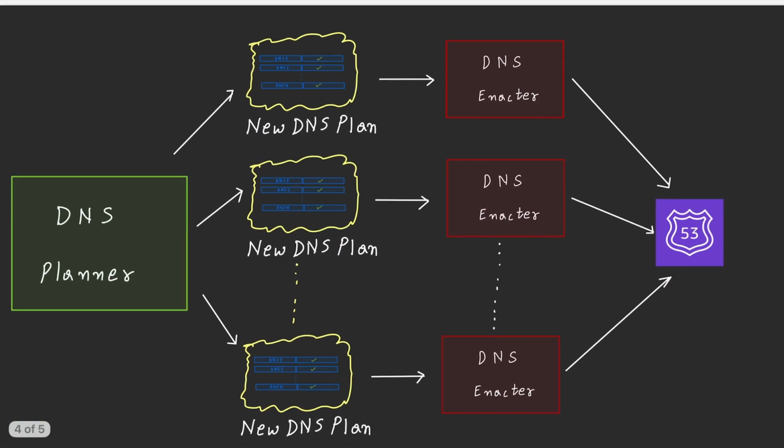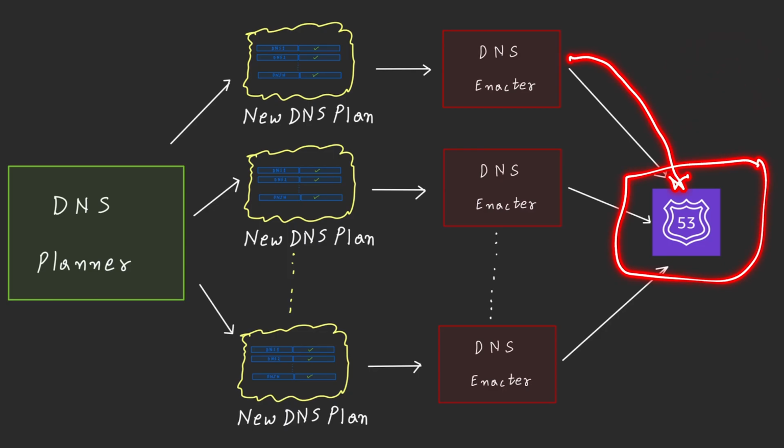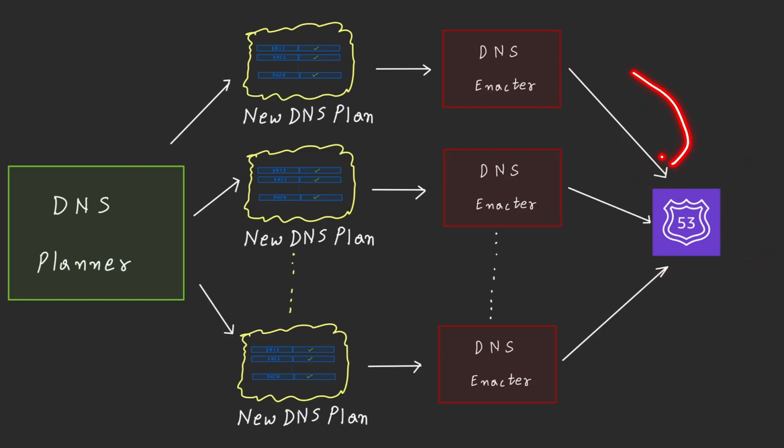So what exactly happened on the D-Day? Like on a usual day, what can the DNS planner do? It creates a number of DNS plans, and those DNS plans are added by various DNS enactors to Route 53. These DNS enactors work concurrently, and they actually handle the critical section problem. Suppose one DNS enactor is updating, it applies a lock and then updates its records, and after it releases the lock, another DNS enactor can update.